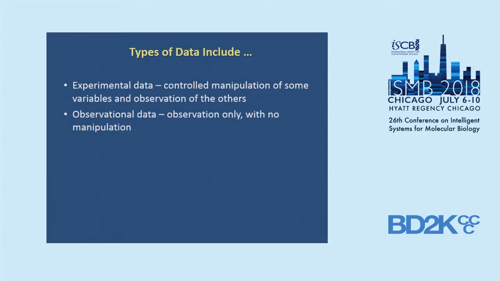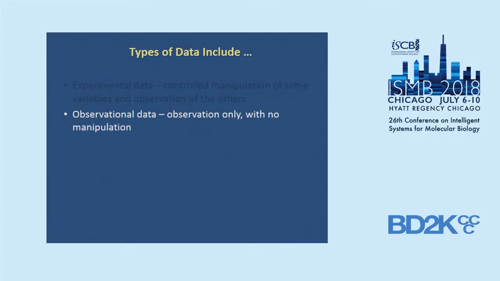There are different types of data, and two of the main types are experimental data, where we have controlled manipulation of some variables and then we observe other variables. And we have observational data, where we just do observations with no manipulation. Electronic medical records are one good example of that observational data. And since it's the more challenging version, I'm going to focus on that for the rest of my talk.